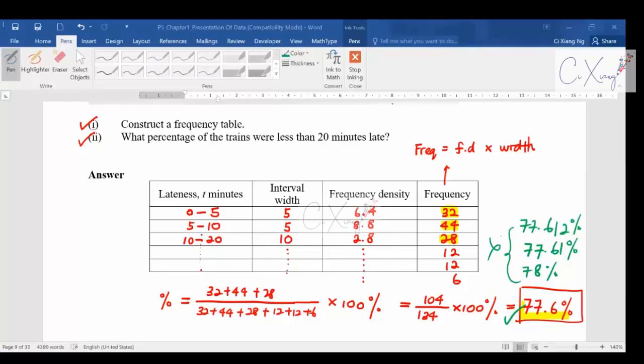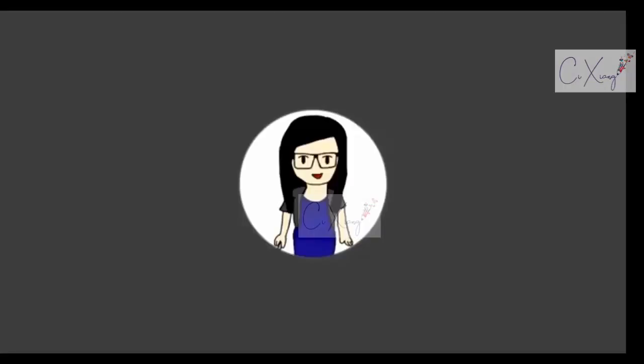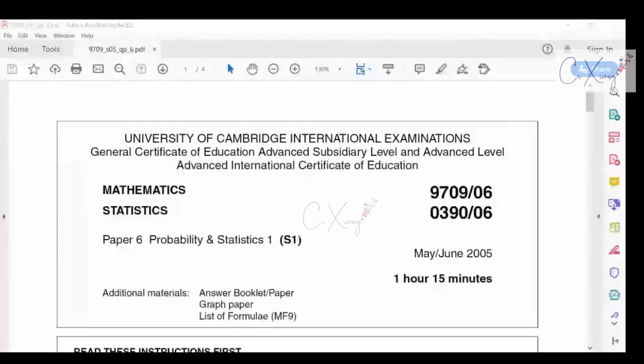Now I want to show you something. I will stop sharing this file. Make sure you remember the answer is 77.6. I will stop sharing this file and share another file with you. The file that you see now is a past year paper, the original past year paper for May, June 2005, and it is a statistics paper.